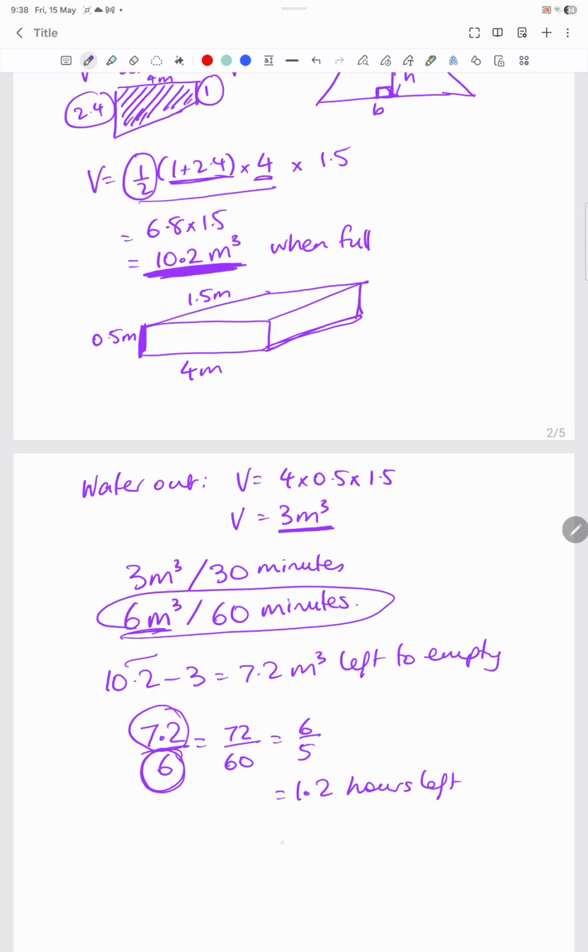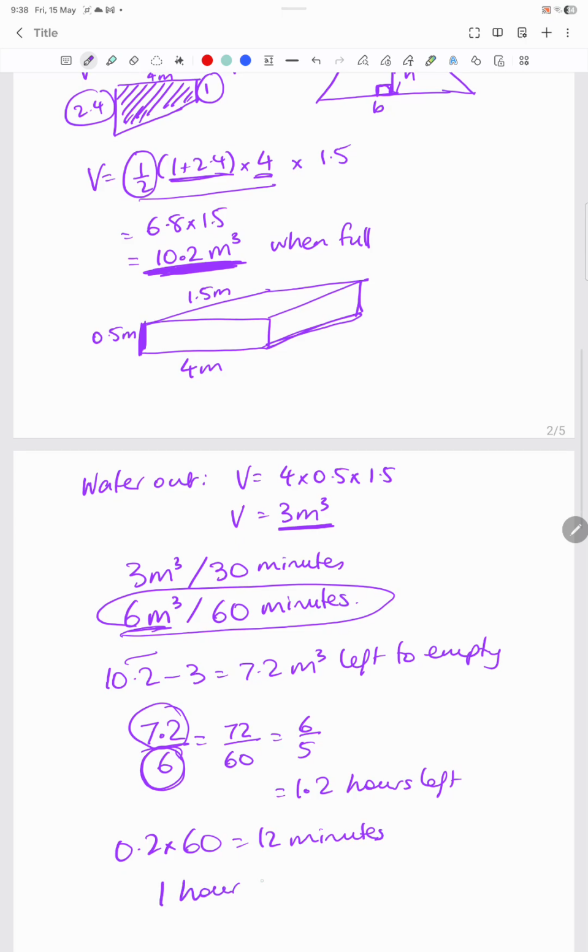It's a really silly way to write that though. 0.2 of an hour is 12 minutes. So we have 1 hour 12 minutes left to empty the pool. Not left to go, 1.2 hours left.